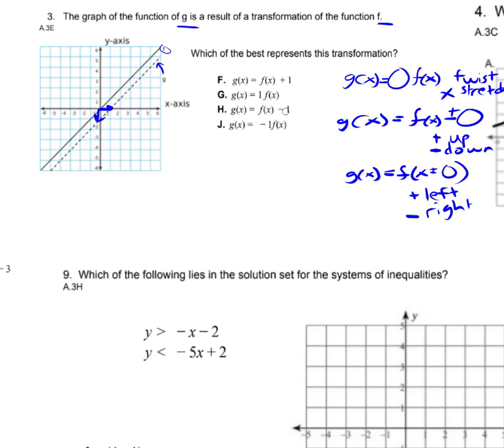This one here is f of x minus 1, so this would be moving the whole line down 1, which looks like it probably accomplishes what we want. But let's go ahead and check this one. This one would change the slope to negative 1, so my whole line would look like this. And that's not what happened with the line. That would be a twist, right? So the answer is H, because the whole line moved down 1.